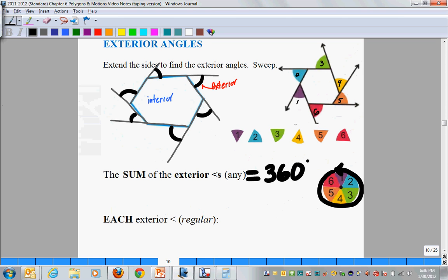And to get a single angle, if it was regular, again you do sum over sides. So it's the same equation as before, except in this case, the sum is going to be 360 over the number of sides, which is n. That's for the exterior angles.